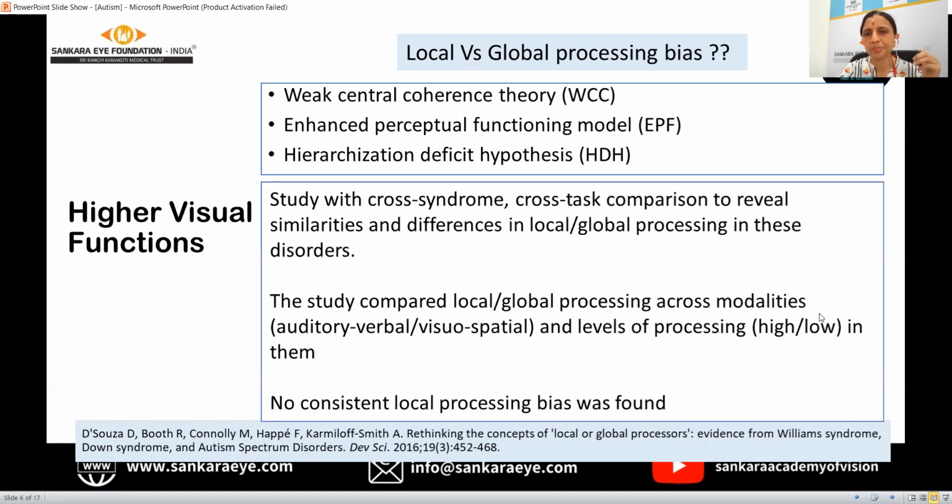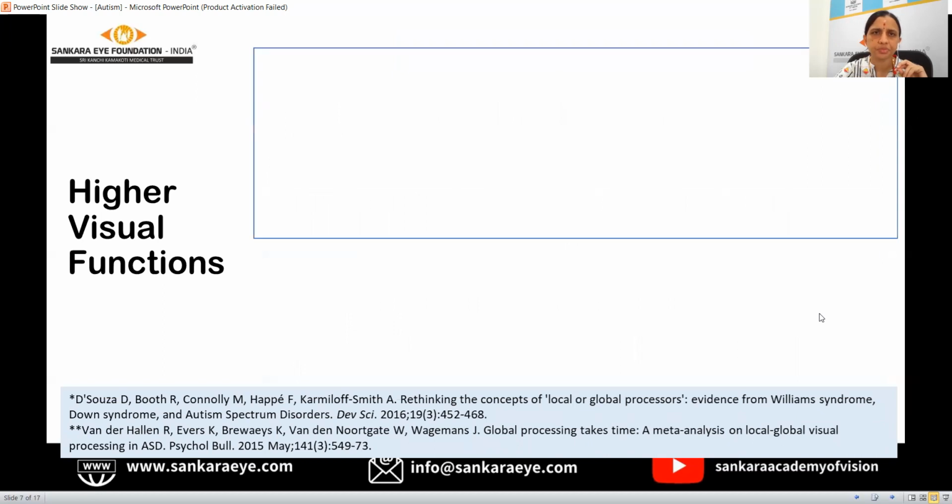They were challenging the concept of global processing being deficient, or enhanced local processing, in children with autistic spectrum disorder. They did a cross-syndrome comparison to see if there are any differences. They compared local and global processing across modalities, auditory, verbal, visual, spatial, and levels of processing. They found no consistent local processing bias in these children.